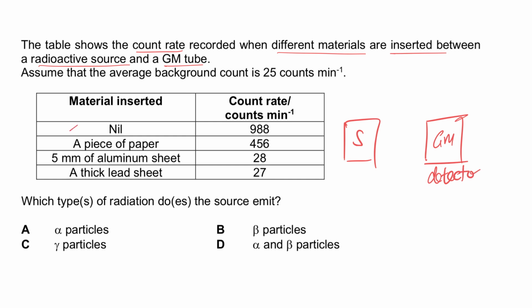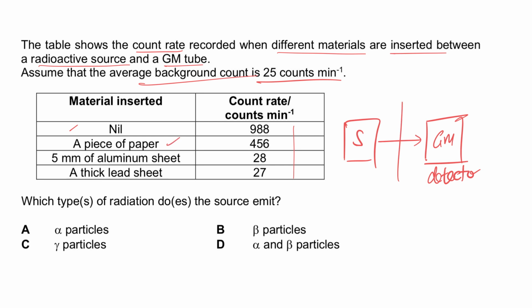Now, the first row of the table says that there's no material inserted, so what you are receiving is purely from the radioactive source plus the background radiation. The fact that the question gives you background radiation means these values include the background radiation, so you receive 988 counts per minute. All right, so now let's start with a piece of paper.